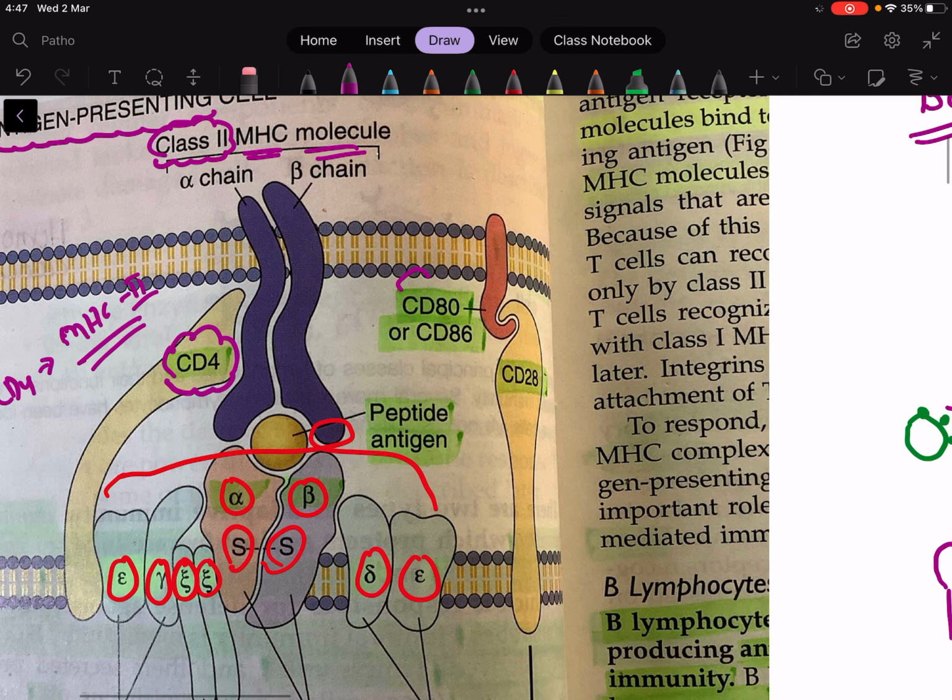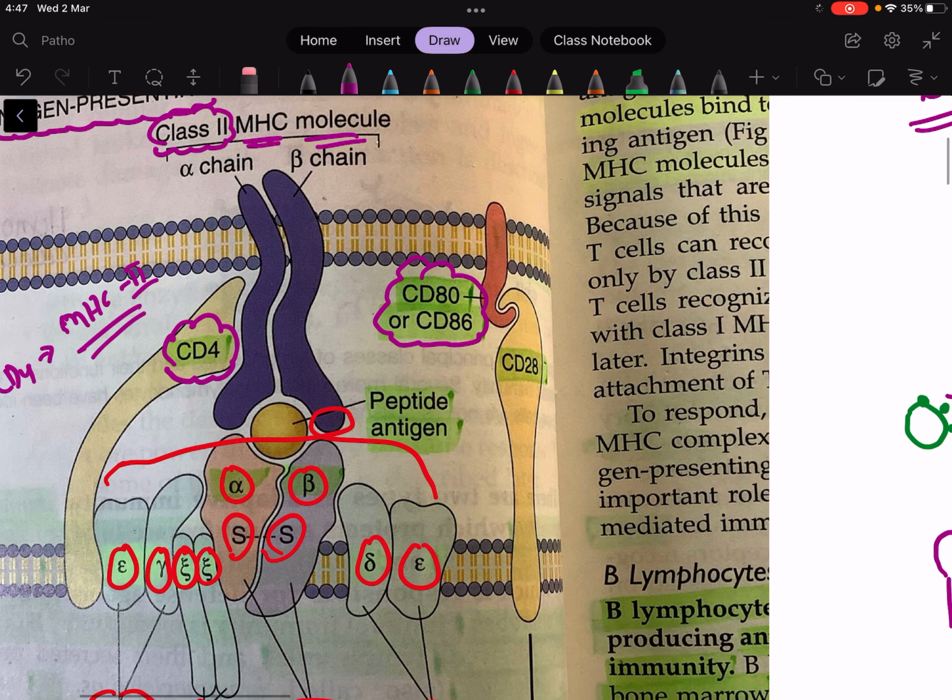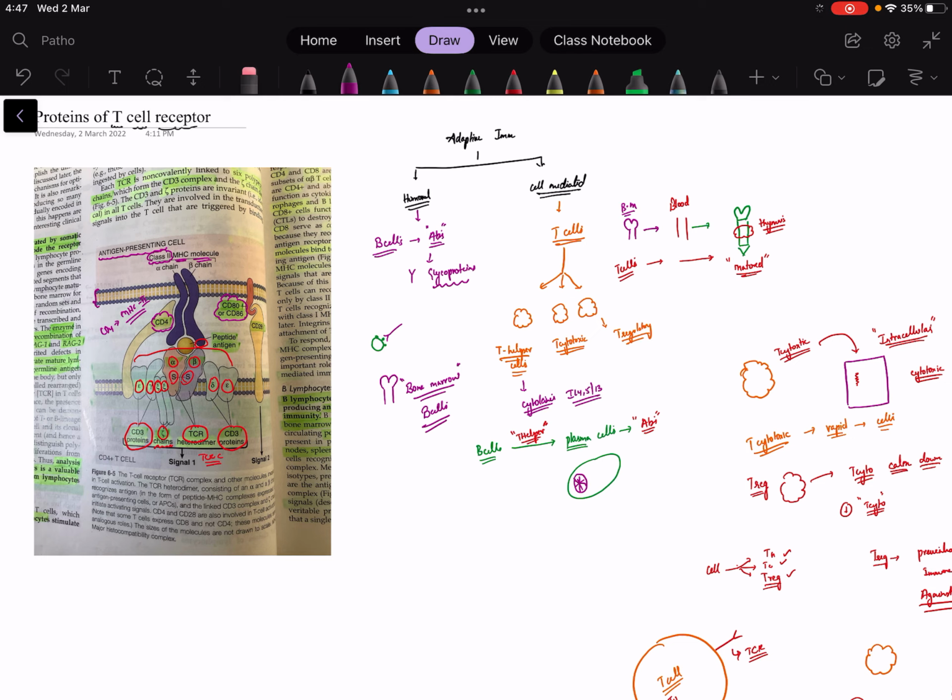Now what about CD80 and CD86? This one I will discuss in the next video. So thanks for the understanding.